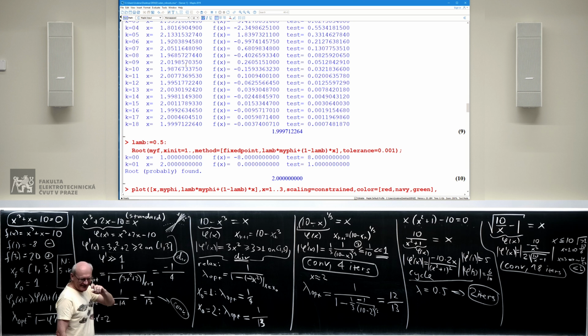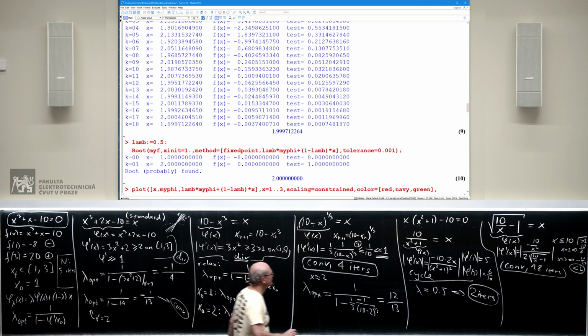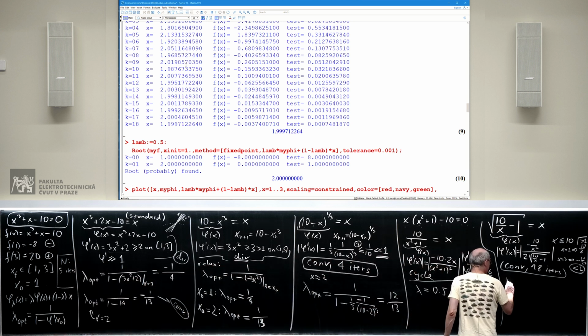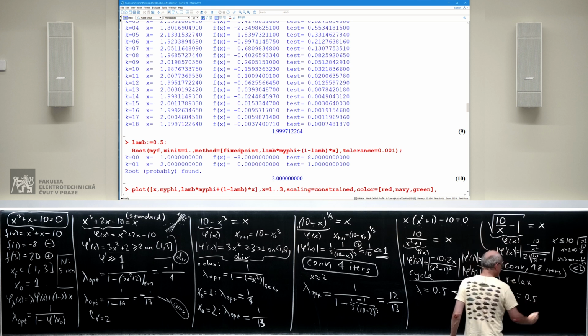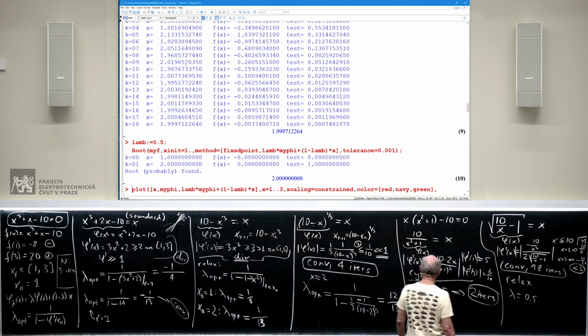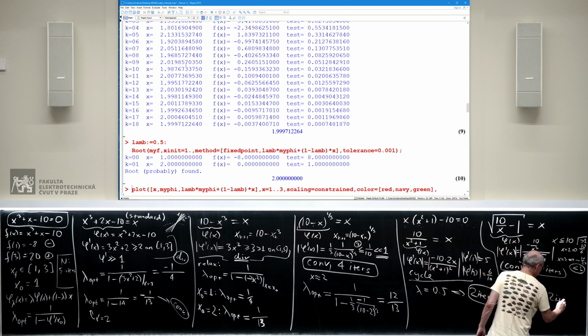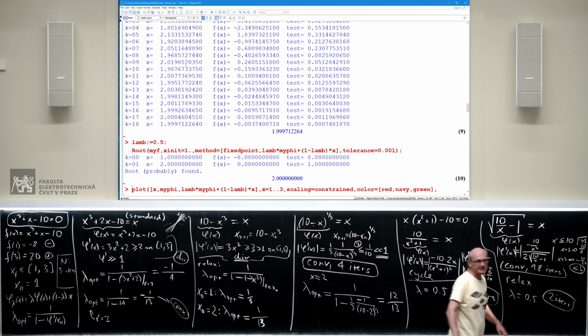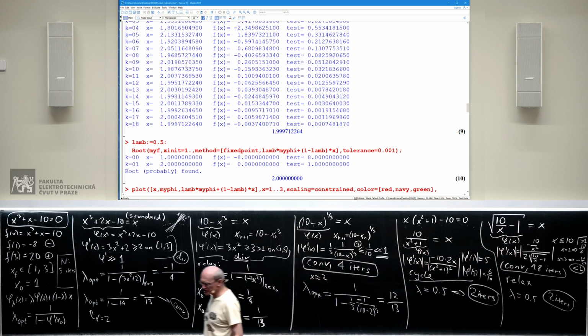Oh, now this is unbelievable. So when we try to relax and use lambda equal 0.5, we get it in 2 iterations again. Now I said that this is due to algebra, not due to the quality.